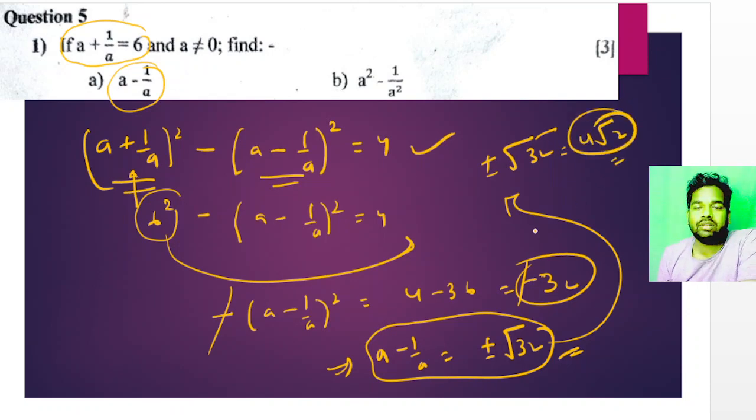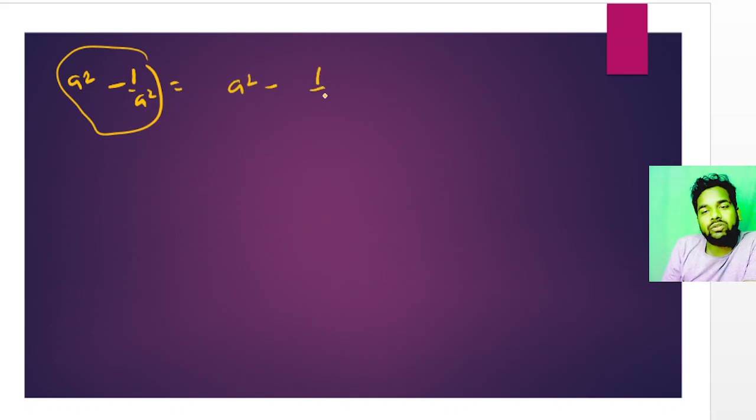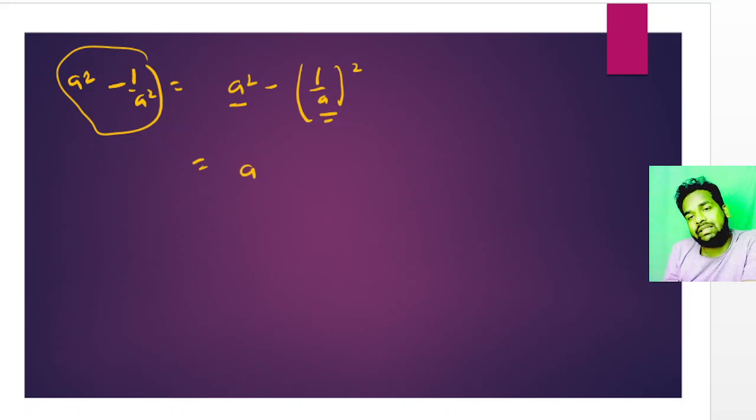Okay. Now we will solve the second part of the question. The second part is saying a square minus 1 by a square. You can write this as a square minus 1 by a the whole square. And I think everybody knows the formula, a square minus b square is equal to a plus b into a minus b.